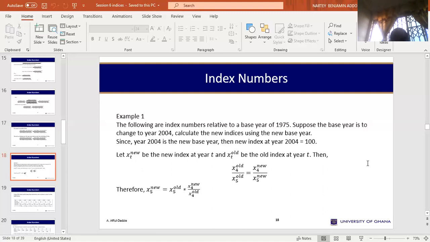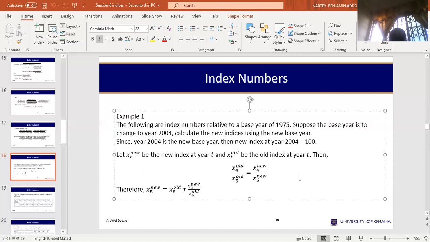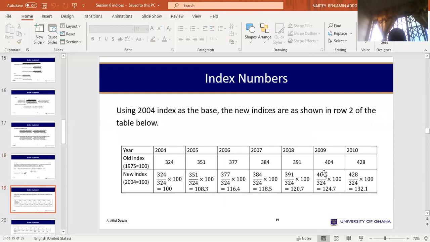So we'll let S subscript t new be the new index at year t, and S subscript t old be the old index at year t. Then we are saying, choice of variable, S4 because it's 2004, or S5? So therefore S5 new will be that. Okay, let's see the solution. Now, using 2004 as a base year, the new indices are as follows in row 2 of the new table. For 2004, the old index, where 1975 was 100, now 2004 will be 100.